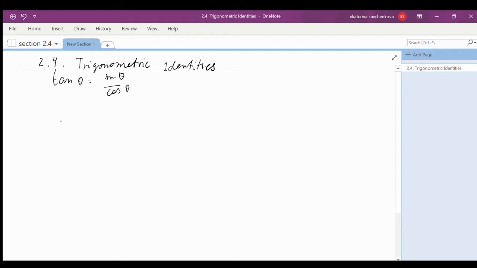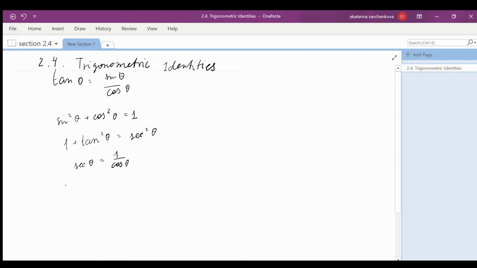Or we do know that sine square of theta plus cosine square of theta equals 1. We also know that 1 plus tangent square of theta equals secant square of theta. These are three identities I was asking you to memorize, right? We also do know that secant of theta is 1 over cosine of theta. In this section, we are going to learn more identities, but we're not going to memorize them like these four. We're just going to play with them just for fun.